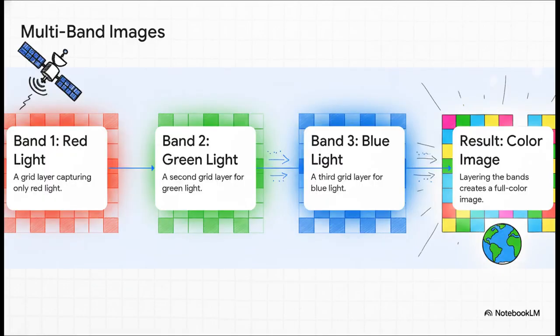But what about color? How does that work? Well, a satellite doesn't just snap one picture. It actually captures several different grids for the exact same area, and we call these bands. So one band might only see red light, another only sees green, and a third only sees blue. Then you just stack those grids on top of each other and bam, you get the full color image we all know. And the really cool part? It's not just for pretty pictures. Scientists can look at bands of light we can't even see, like infrared, to measure all kinds of stuff, like how healthy crops are, all the way from space.